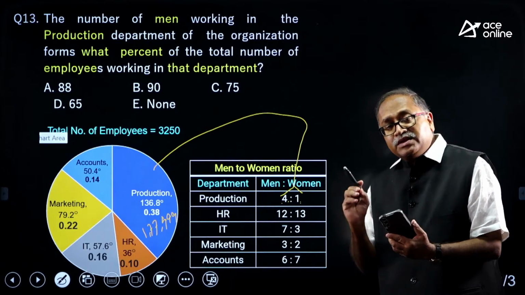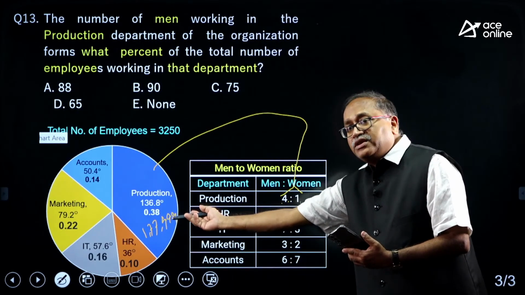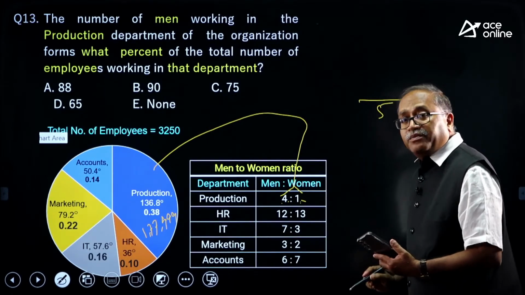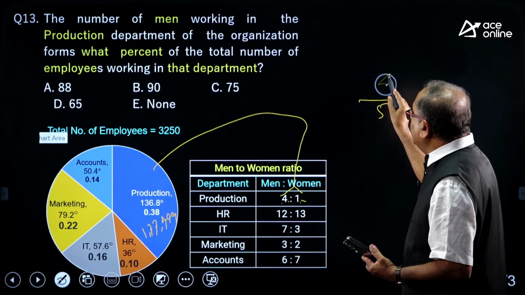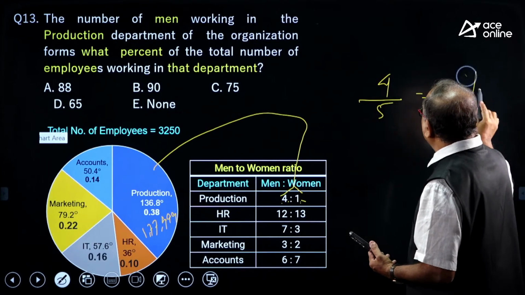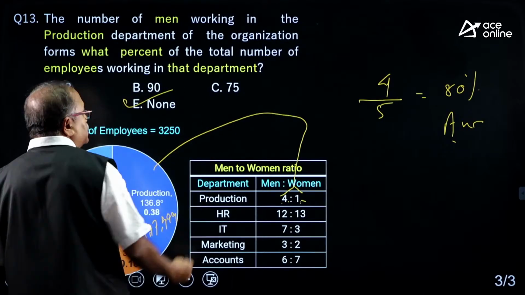Look at this, if you know this technique, then you will say, Mr. Narendra, why should I bother about this number? I know out of 5 parts total department, the 4 parts are men, and 4 by 5 is nothing but 80%. That should be my answer, my dear friends. And option choice none of these.